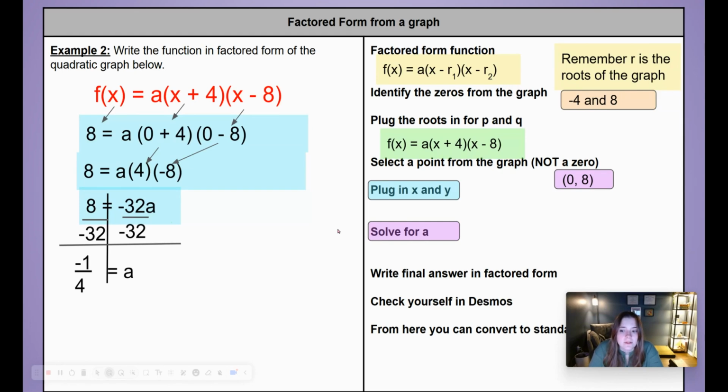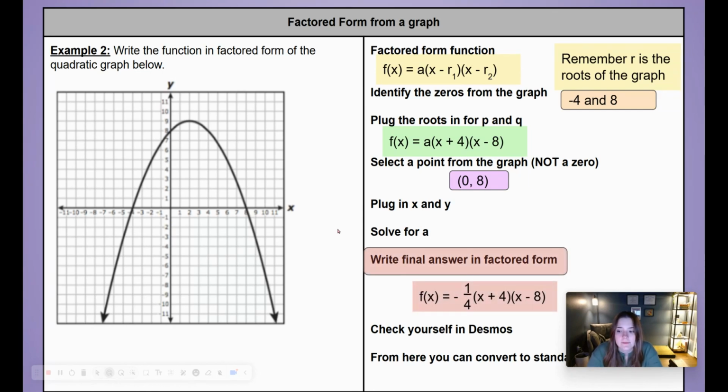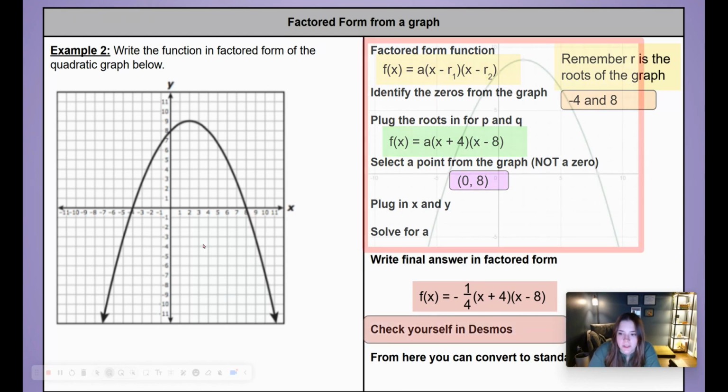Okay? Now, it says write your final answer in factored form. Well, I gave you the factored form at the top. You have your x, you have your y, you have your roots, you have your a, you have everything you need. So we're going to go ahead and fill it back in. You're going to say that f of x is equal to a that you just found, -1/4, x plus 4, x minus 8. And that's it. You're done. That is factored form function. And you can put that into Desmos to make sure that it looks just like this graph here. And if I do, it is going to look just like that.